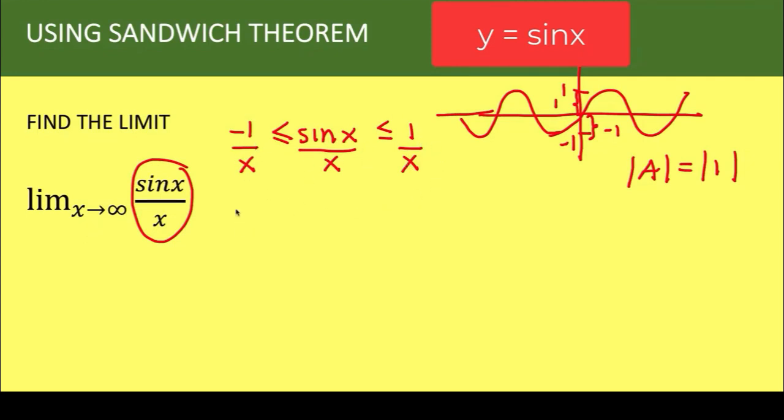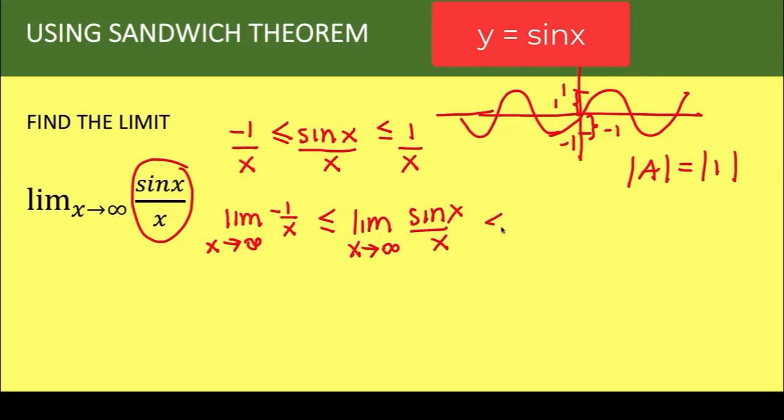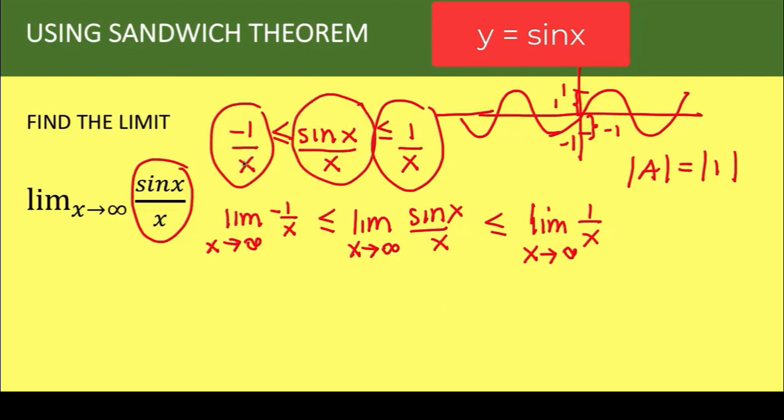And then we'll get the limit of -1 over x as x approaches positive infinity less than or equal to the limit of the middle, sine of x over x, as x approaches positive infinity, less than or equal to the limit of 1 over x, this part, as x approaches positive infinity. So what I did is I took the limit of each of these: the limit of the left, the limit of the middle, and the limit of the right. So what is the limit of -1 over x as x approaches positive infinity?